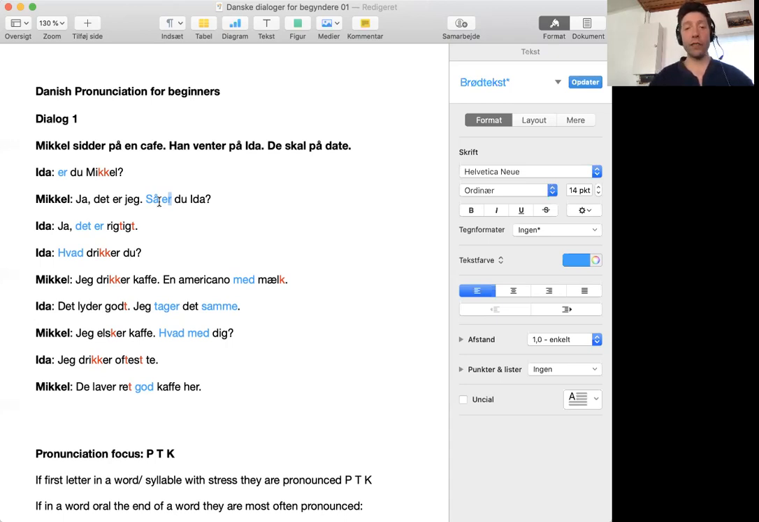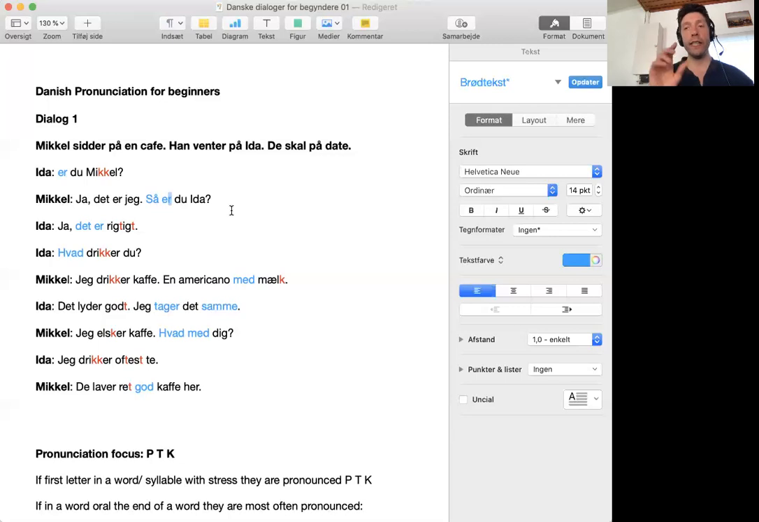Jeg drikker oftest te. De laver ret god kaffe her. Er du Mikkel? Ja, det er jeg. Så er du Ida. Ja, det er rigtigt.